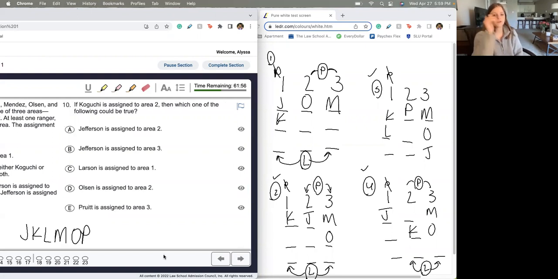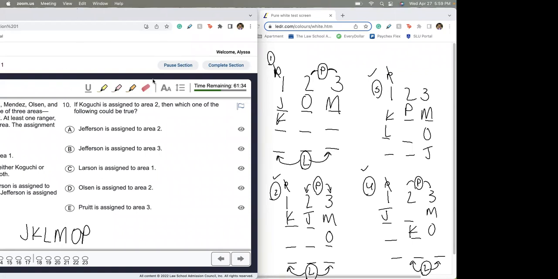Okay, our next question says, if K is assigned to area 2, then which one of the following could be true? So let's start off with figuring out where K is assigned to area 2, because it's giving me an if. That means I'm only restricted to when K is assigned to area 2. Where does that happen in our diagrams? In number 6. I can only have it here.